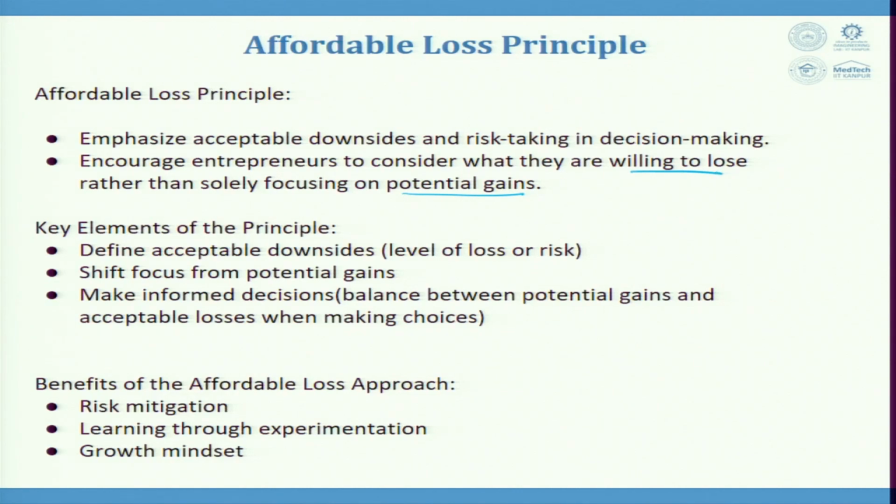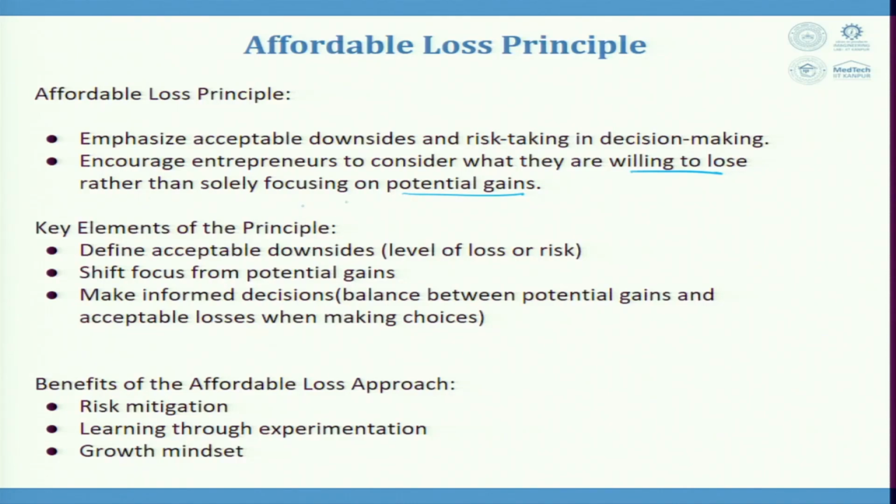When I was talking to a social innovative entrepreneur, he was trying to tell me that he is ready to forego 3 years of his life investing in developing this social innovation platform. So, what is it? Time. Time is 3 years. What is the money? It will be close to a few $100,000. He is foregoing his earnings. So, encourage entrepreneurs to consider what they are willing to lose rather than solely focusing on potential gains.